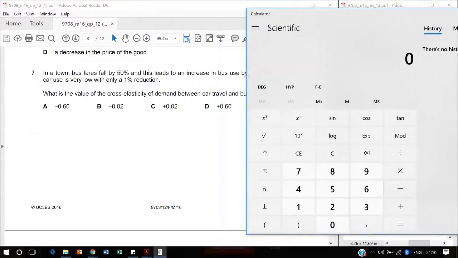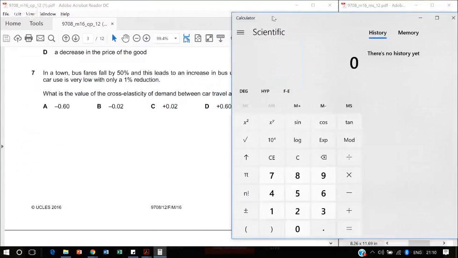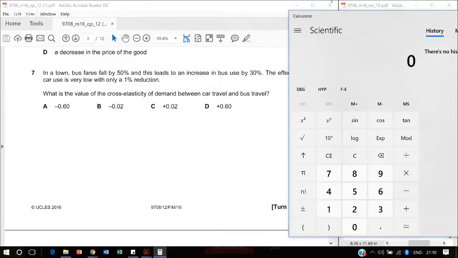So let's start first and let's think if this is going to be a positive relationship or a negative one. Well, most likely cars and buses are substitutes for each other, which is going to imply a positive XED. So we're going to be looking out for that. The formula for cross elasticity of demand is percentage change in the price of A over percentage change in the quantity demanded. Oh, sorry, other way around. Q before P, right? So it's percentage change in the quantity of A over the percentage change in the price of B.